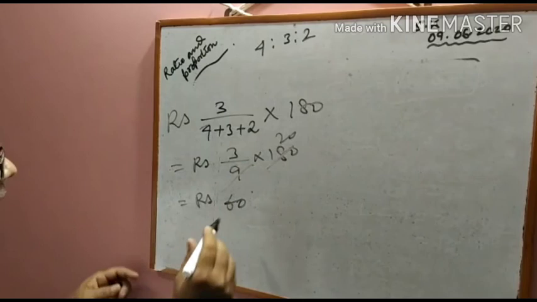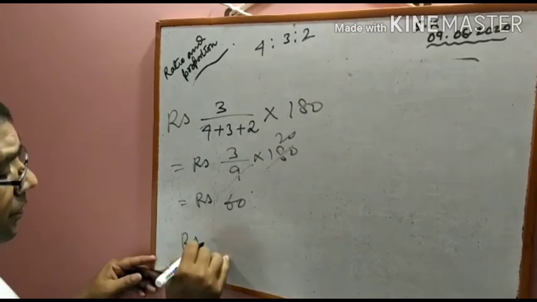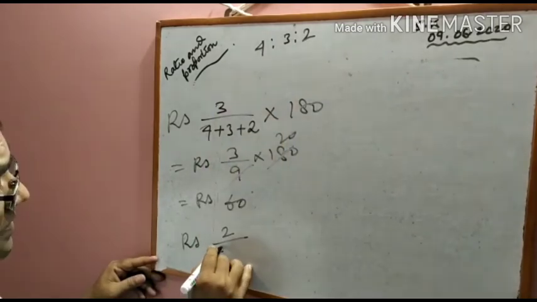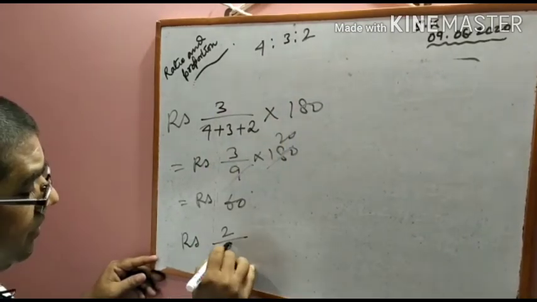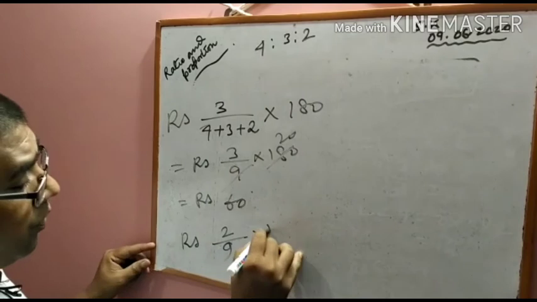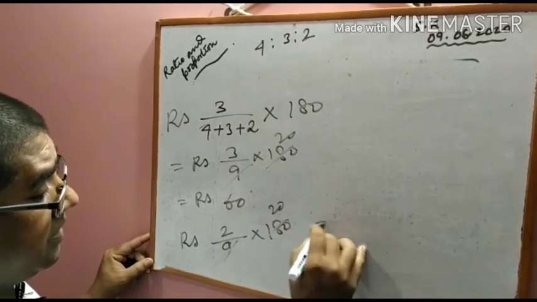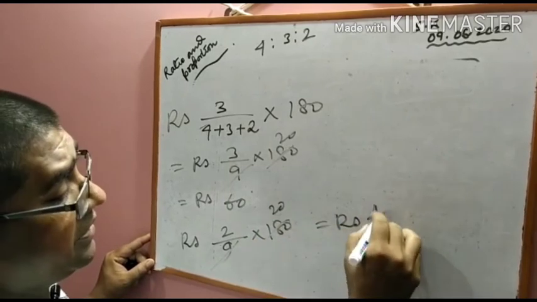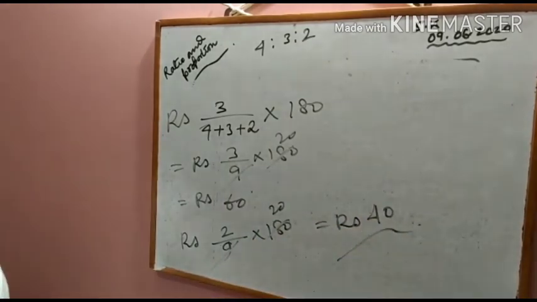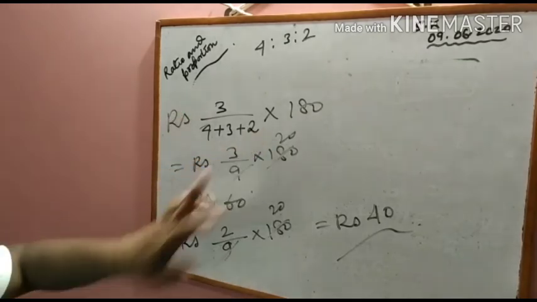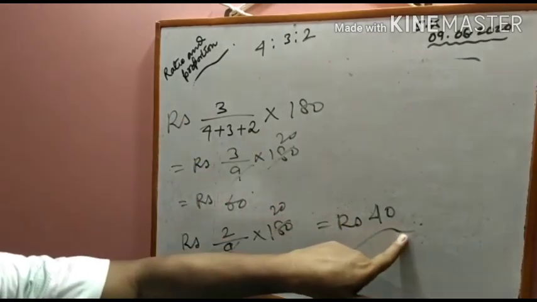Okay, and the third child will get rupees 2 by 4 plus 3 plus 2, that is already calculated as 9, into 180, that is 9 twos are 18, that is rupees 40. So we see that the share of each child will be rupees 80, rupees 60 and rupees 40.